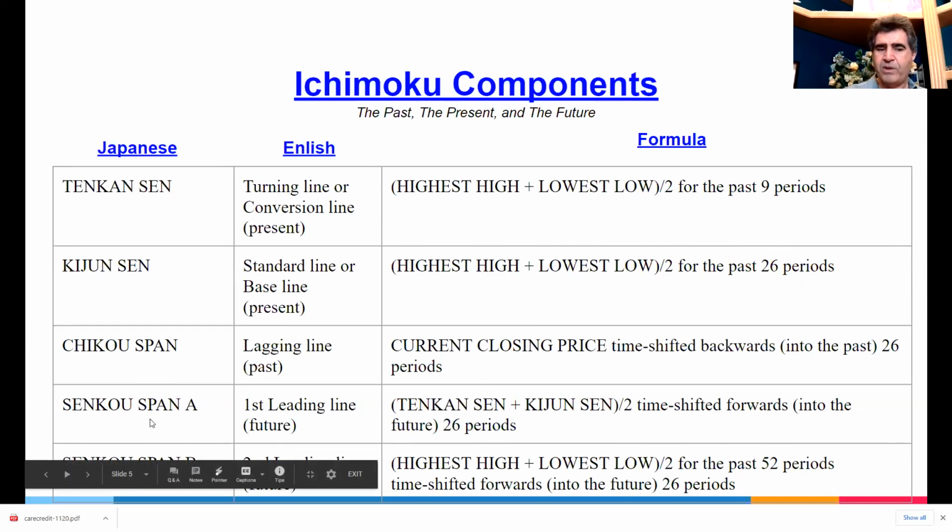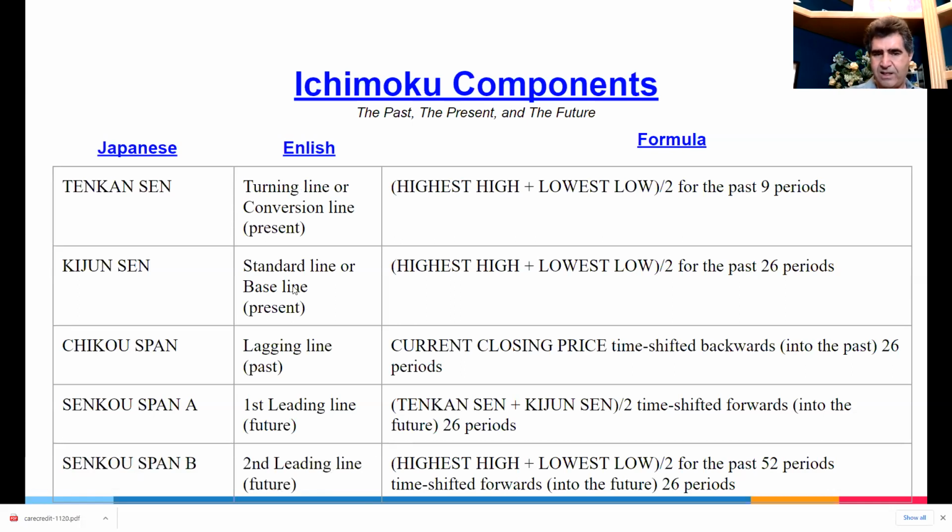Now we have those clouds, so let's see what builds that cloud. The first leading line: we look at our turning line and where it is, and then we look at the Kijun-sen, which is our standard line. We take the average of those two numbers and shift it to the future, 26 periods. So we basically average these two lines, but we shift it to the future.